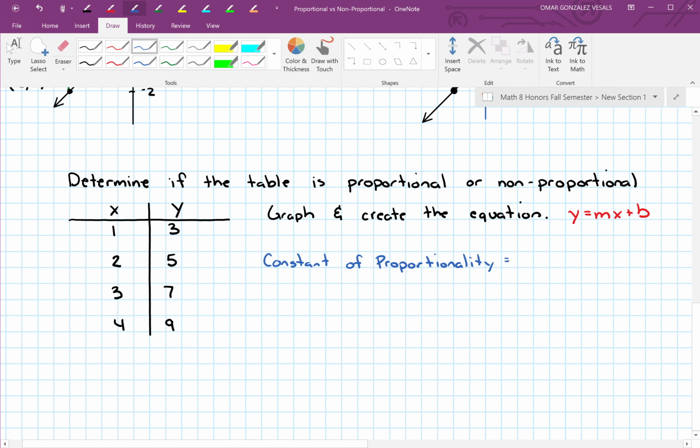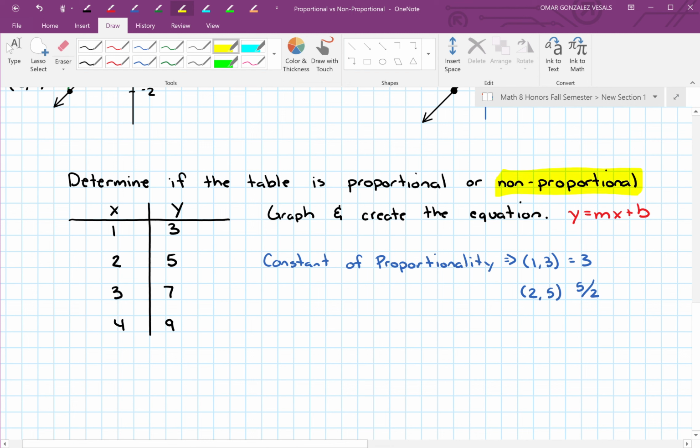Let's see. For the first one, it would be 1 comma 3. For the next point, it would be 2 comma 5. Well, that's 5 over 2, and that's not equal. So this is not a constant of proportionality. So that means this has to be what? This is non-proportional.